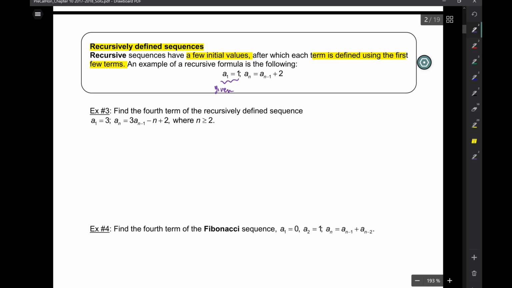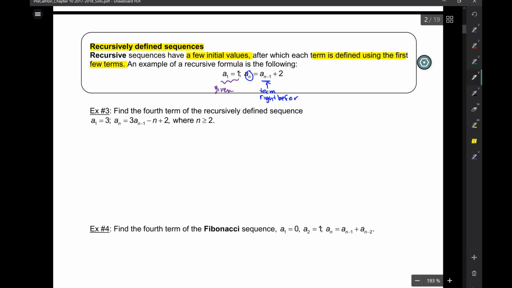And then after that, every element you have to find. How do you find it? It's a sub n equals a sub n minus 1 plus 2. So what's a sub n minus 1? What's that term when you have a sub n? It's the term right before.